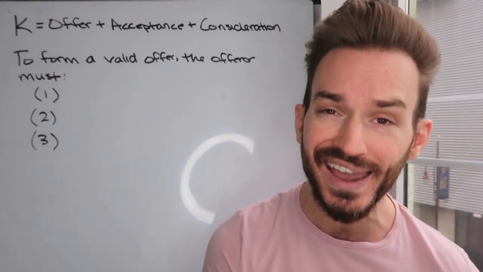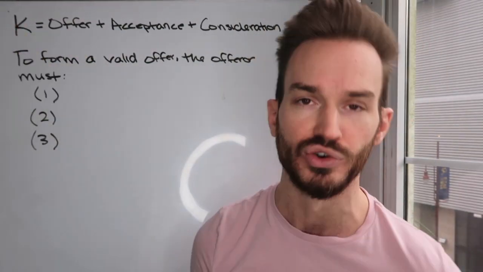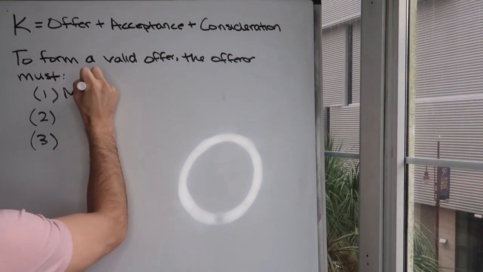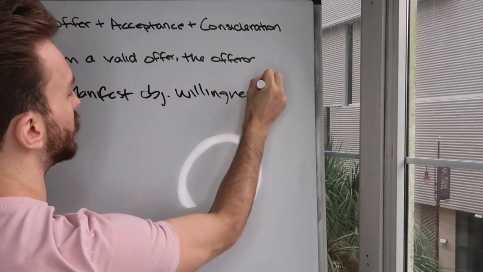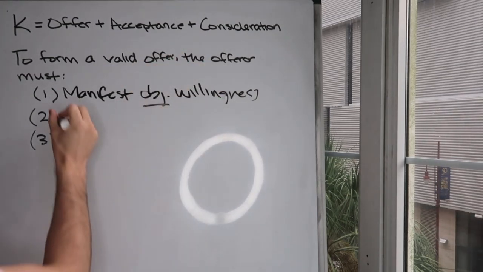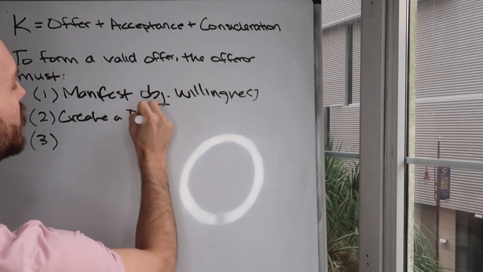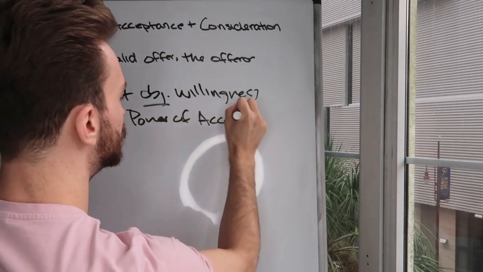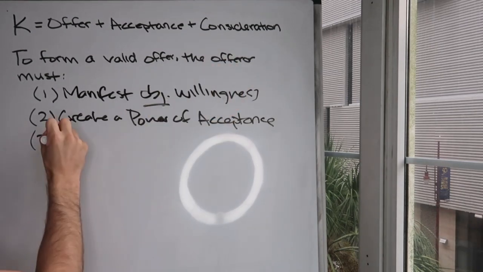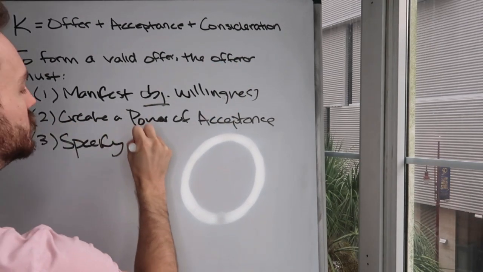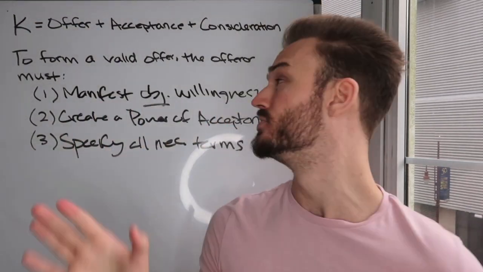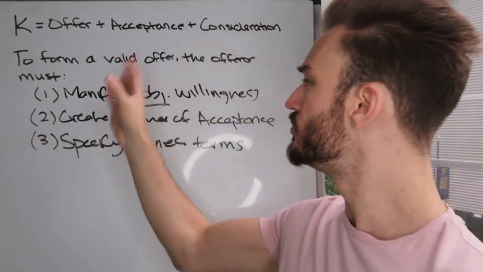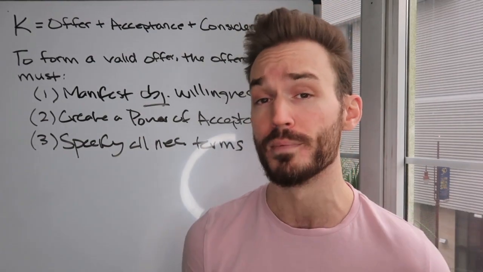How does a person go about creating a valid offer in order to form a traditional enforceable contract? Well, to form a valid offer, the offeror must manifest an objective willingness to enter into the agreement. The offeror must create a power of acceptance in the offeree, and the offeror must specify all necessary terms to the deal. So we're going to break down these 3 elements in a lot of detail, go over some examples, but let's start with the first element that's required to form a valid offer.